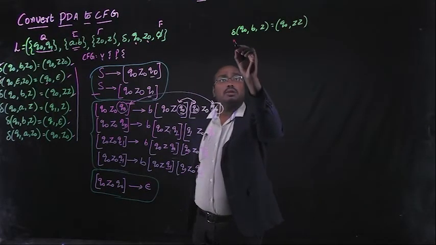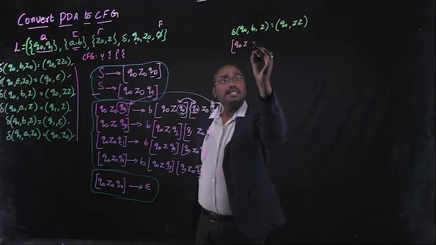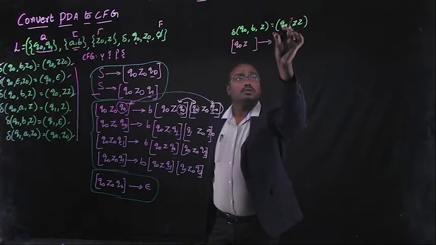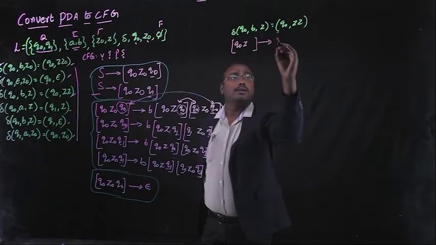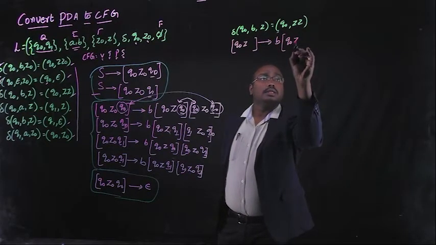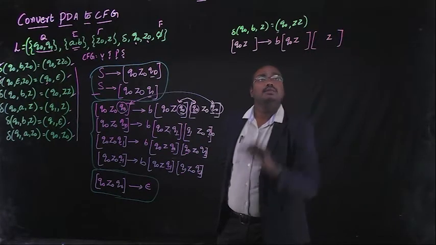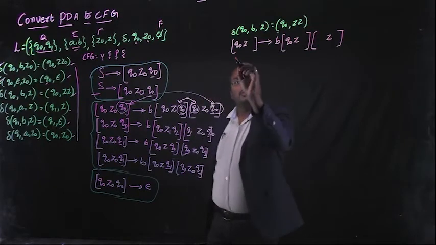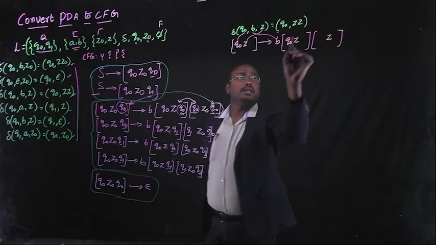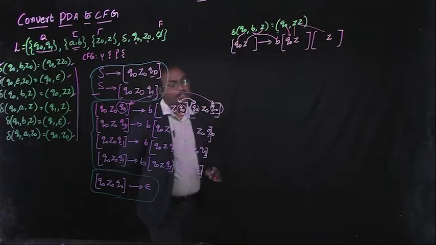So first we have to take state Q naught Z tends to, what is the input symbol? B, and state Q naught, symbol Z and Z. So in this way we have to write the production rules. So this is the state, stack symbol, input symbol, state Q, stack symbols. Okay, in this way we have to write the production rules.